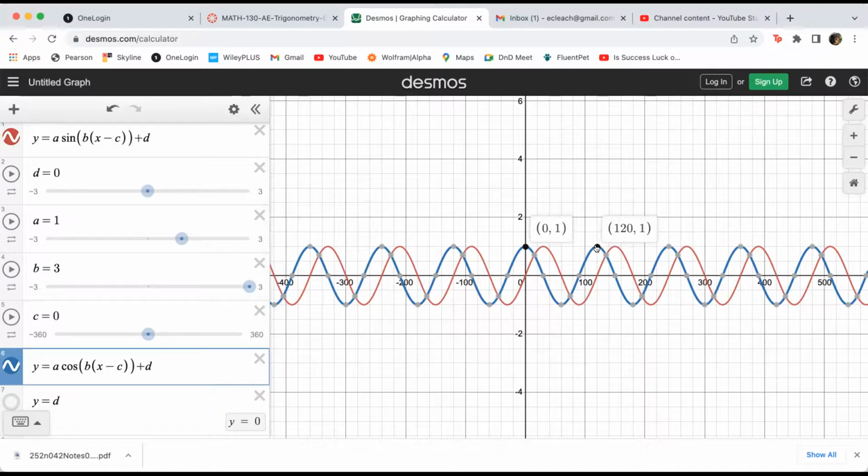So to get the period based on the coefficient of X, we just take 360, the default period, and divide by that coefficient. Any questions?